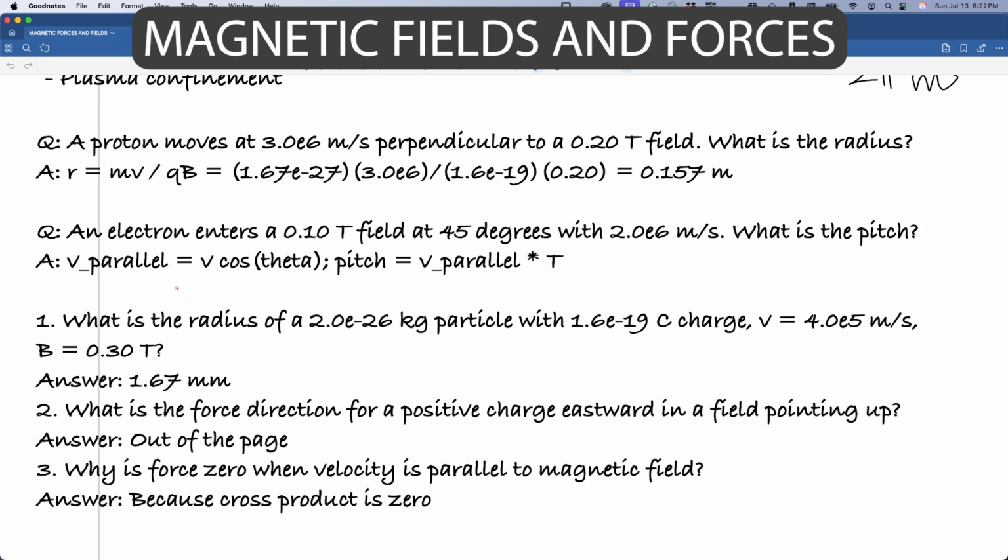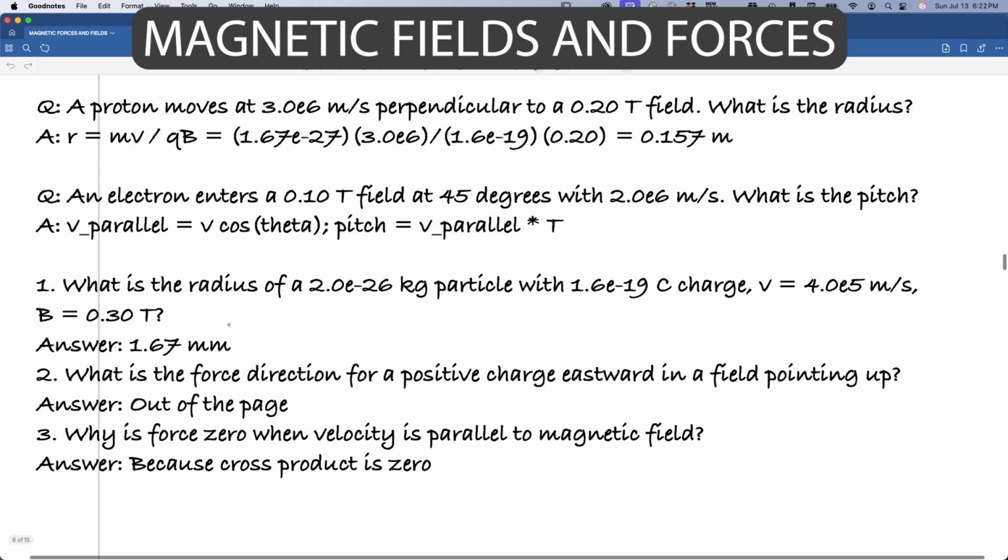So first, the parallel component is velocity cosine of the angle, and then you just multiply that component with the time period. I forgot to put the numbers in, so you can do that. And there are similar problems here, very similar. What's the radius?